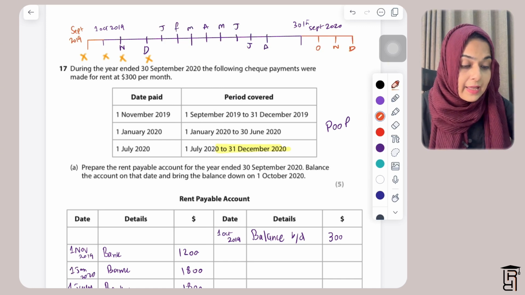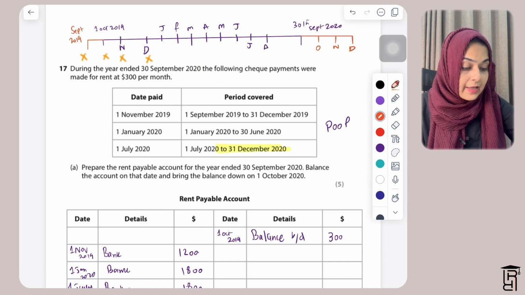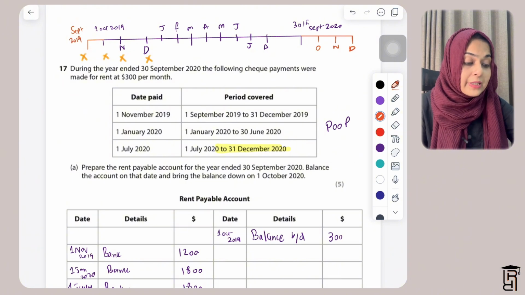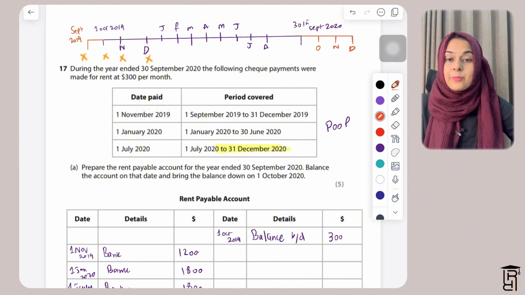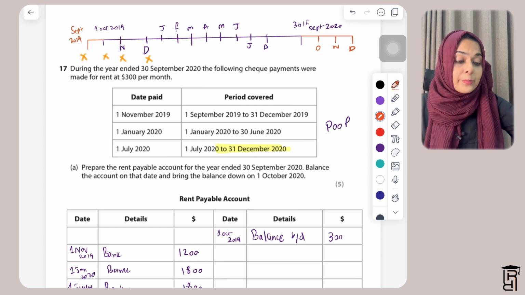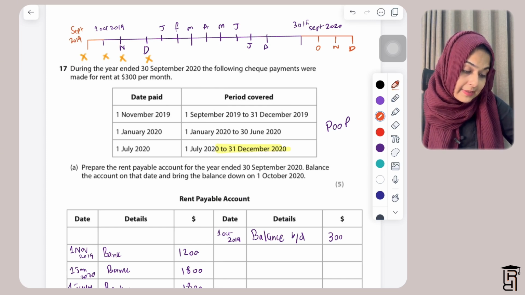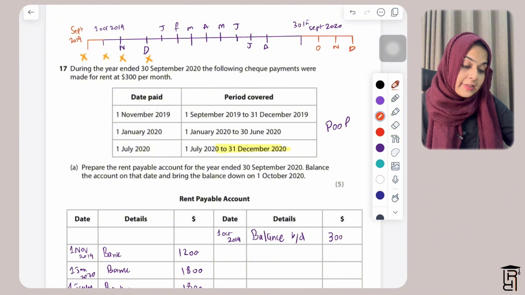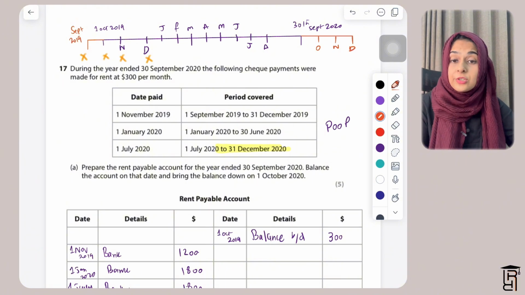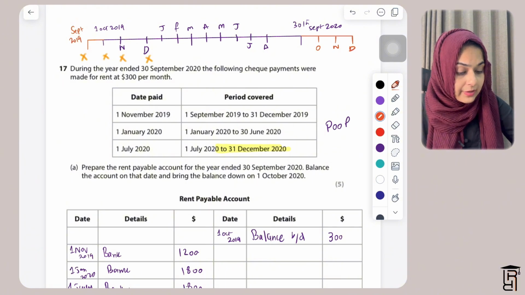So if we have a 3 months extra payment, so at the end, that is my prepaid carried down, and I know the position of prepaid carried down is on the credit side. I'll write here balance carried down, and if it's for 3 months, it's going to be 900. So I'll write here 900, which is 300 into 3, and this will be 30th September 2020.